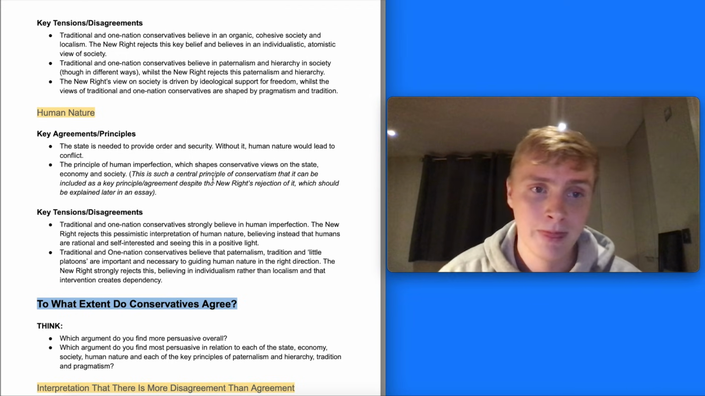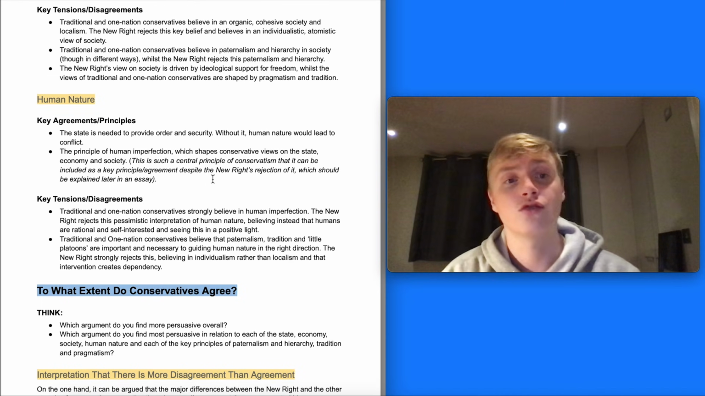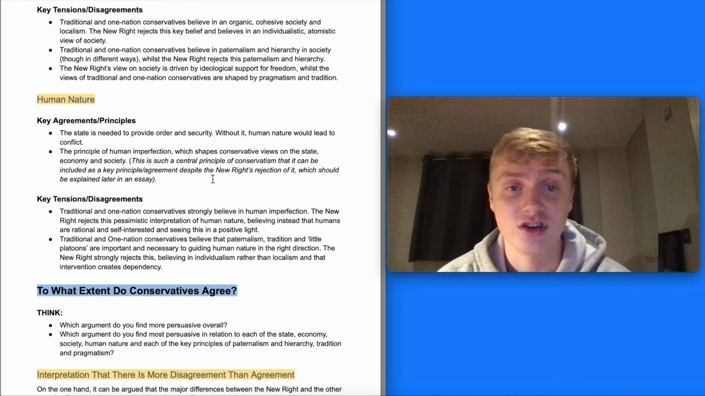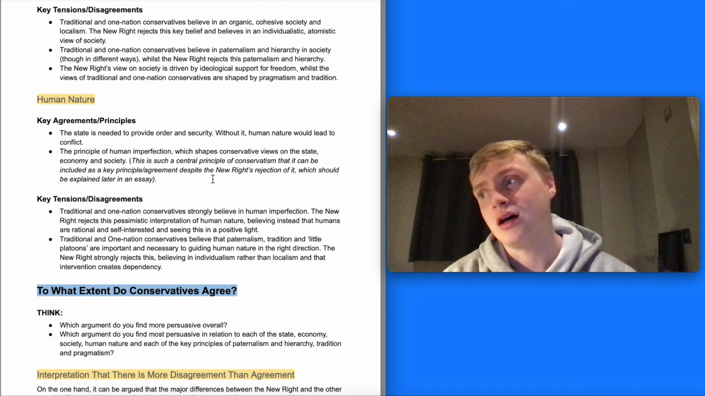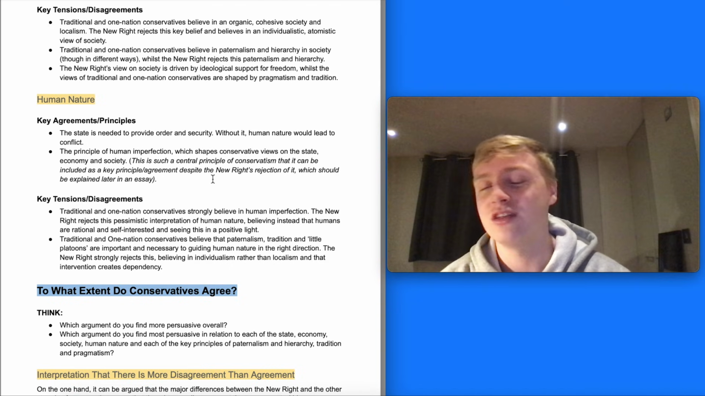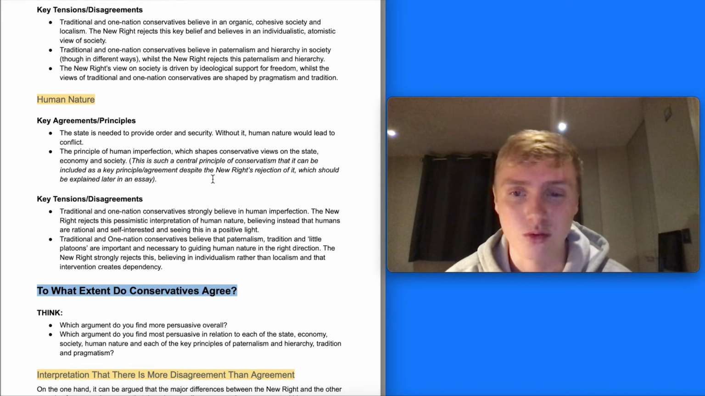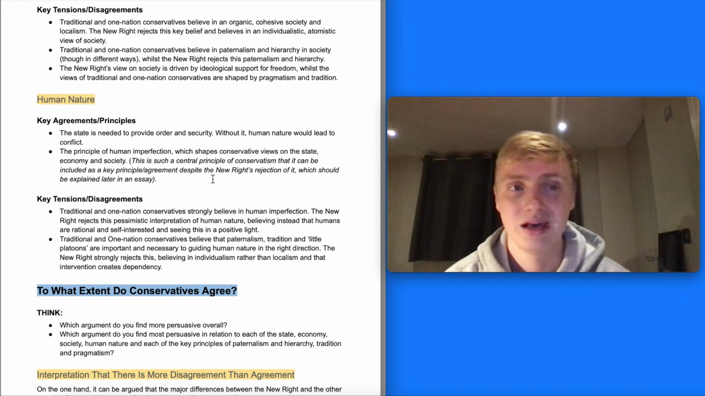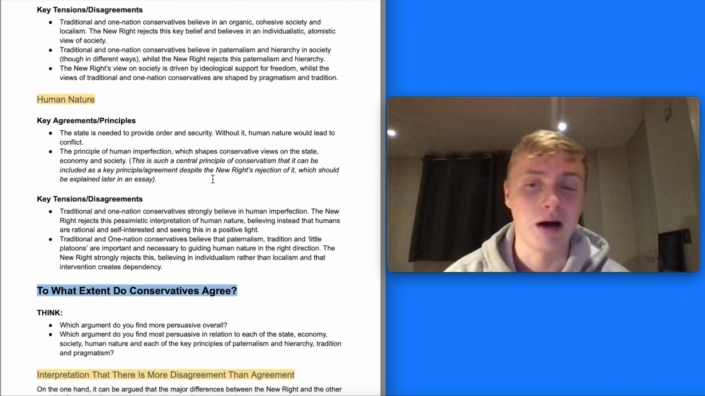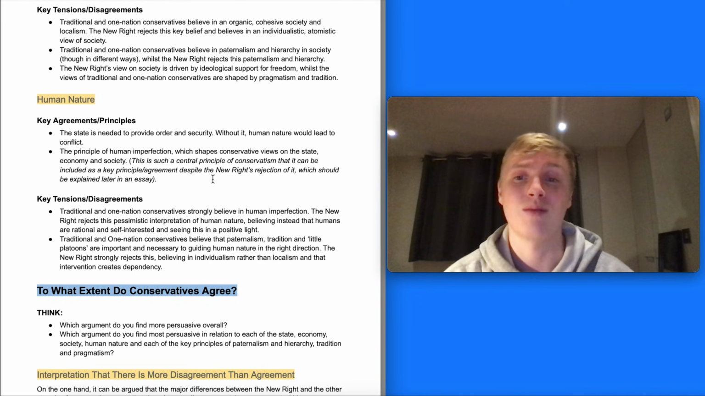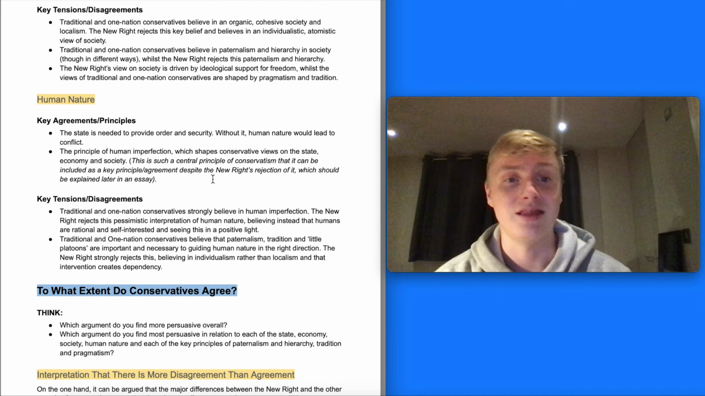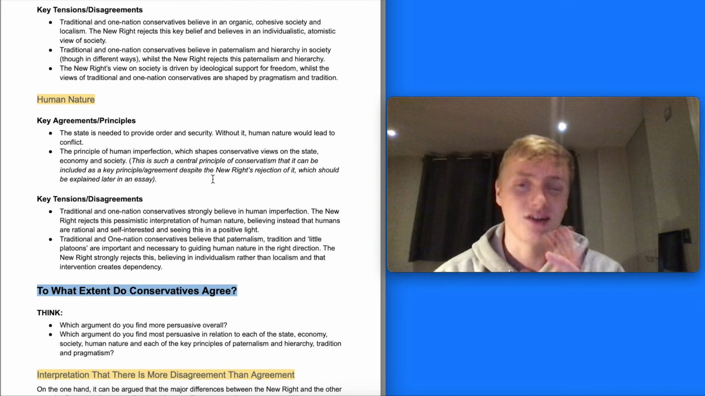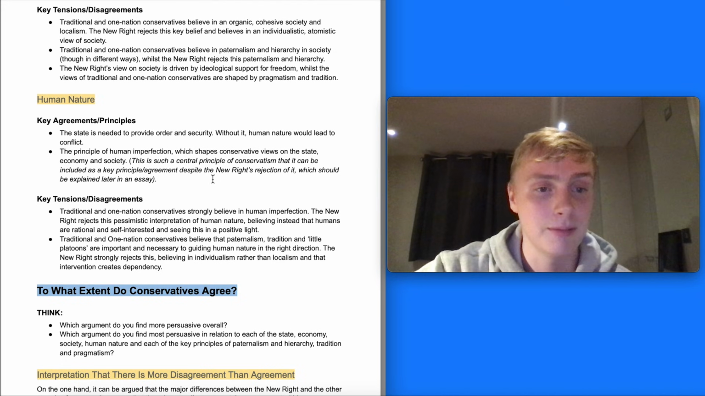In terms of human nature, the agreement is that the state is needed to provide order and security. Without it, human nature would lead to conflict. The principle of human imperfection, here obviously the new right does reject it, but it's such a central principle of conservatism, I thought it's worth including in the key agreements of principles, because you might often include this in the agreement paragraphs, and obviously explain the disagreements later on in the essay as well. But it's such a key principle, I think it's worth including it up here.